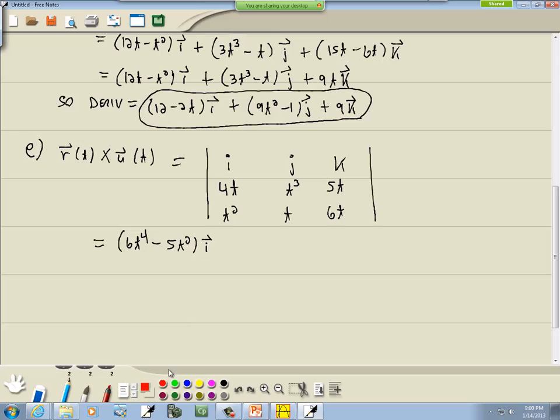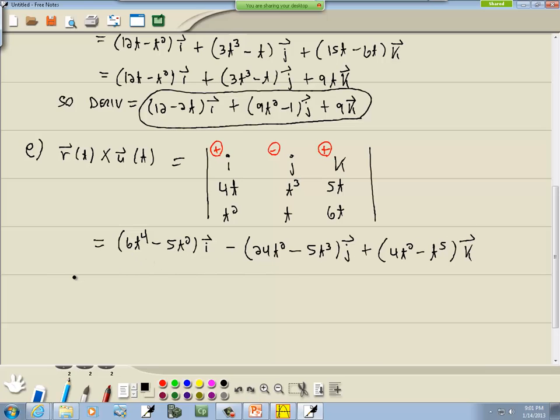Now, the way the signs go, this will be positive, this will be negative, and this will be positive. So we're going to have a minus, and then, again, I cross out the row and column it's in, and what's left I find the determinant of. 4t times 6t gives us 24t squared, minus t squared times 5t gives us 5t to the third, j, plus, and working with the k, so I'm crossing out the row and column it's in. And we've got 4t times t gives us 4t squared, minus t squared times t to the third is t to the fifth.